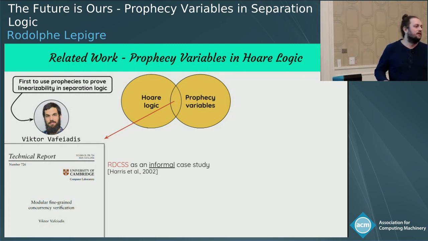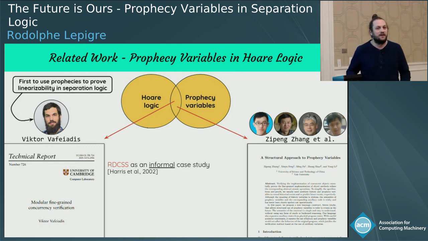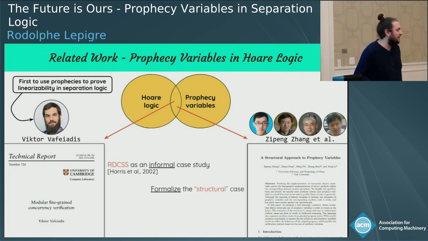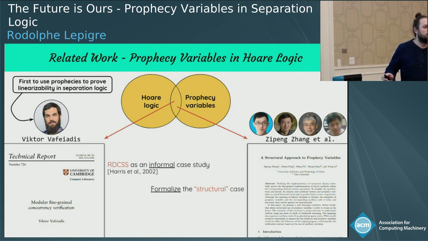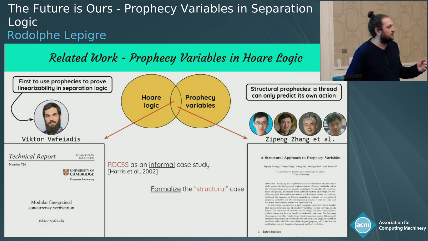And his proof is actually not very formal. It's kind of a sketch, and he's not very precise about how to formalize prophecy variables into whole logic. It doesn't give a general framework. So later on, Zhang et al. tried to formalize prophecy variables, tried to give a more formal presentation, but to simplify the problem, they only looked at a special case called structural prophecy variables. The intuition is that structural prophecy variables only allow a thread to predict its own future actions, not the future actions of some other thread.